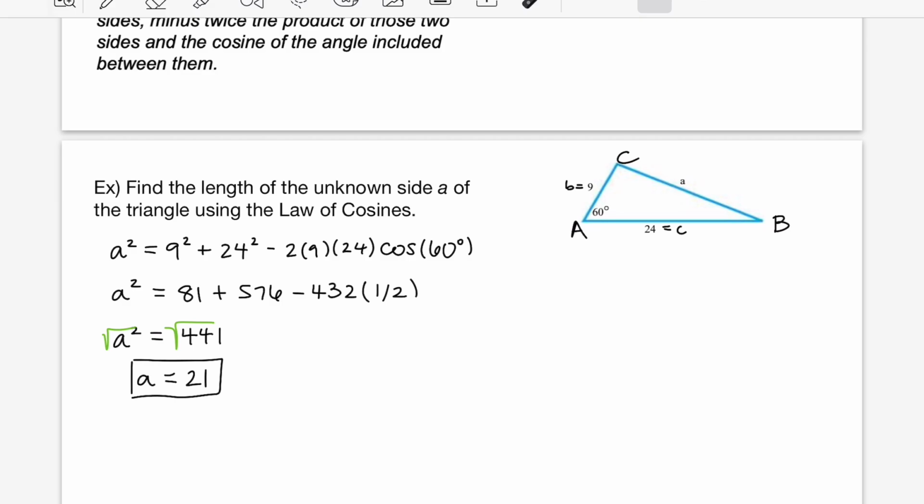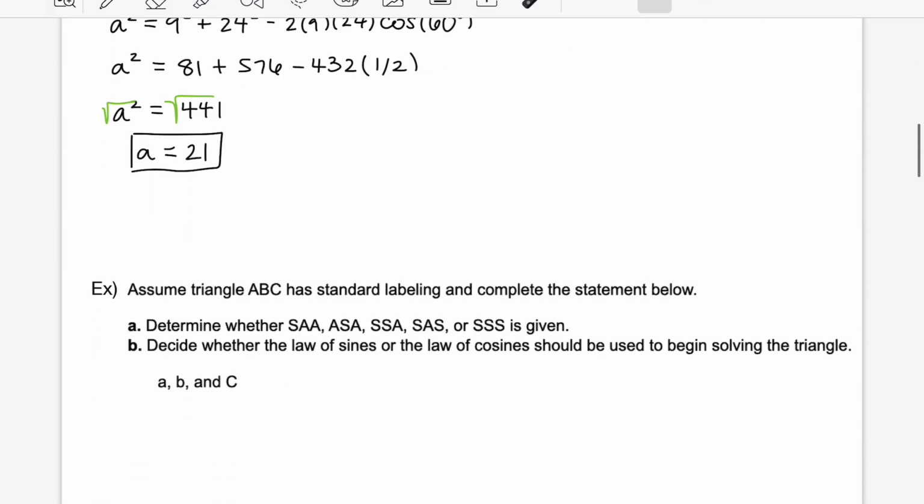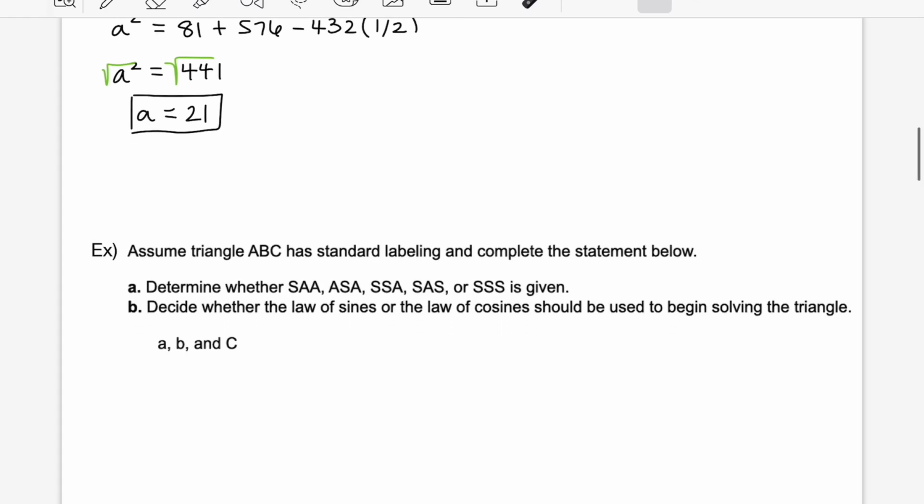Alright, now we come back to the naming convention when we're given certain pieces of information about our triangles. So for this example, we want to determine whether we have this information given and decide whether the law of sines or the law of cosines should be used to solve a triangle in this instance. If you remember from the last video, this naming convention is the information given.